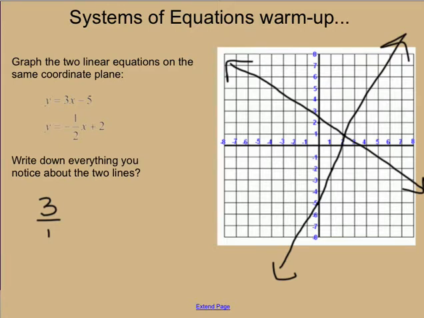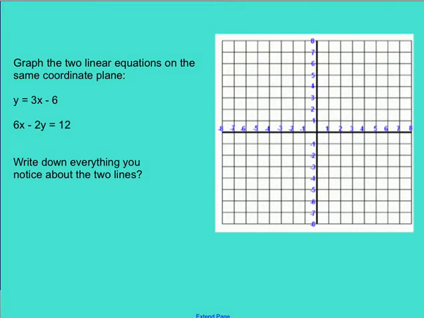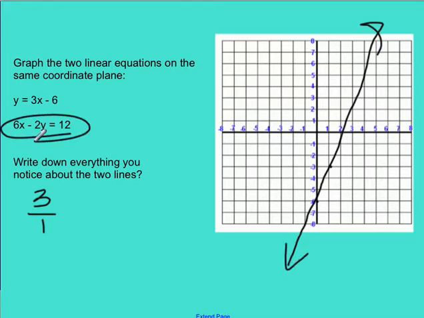Now let's go ahead and take a look at number 2. So for number 2, our first one's already solved for y, so we can go ahead and graph it. We're crossing the y-axis at negative 6. And then my slope is 3, which is the same as 3 over 1. So I'm going up 1, 2, 3, and over 1, and I'm plotting that point right there. So now I'm going to connect those 2 points, like so. Okay? Then I need to solve this equation right here for y. That's the only way I'm going to be able to graph it.